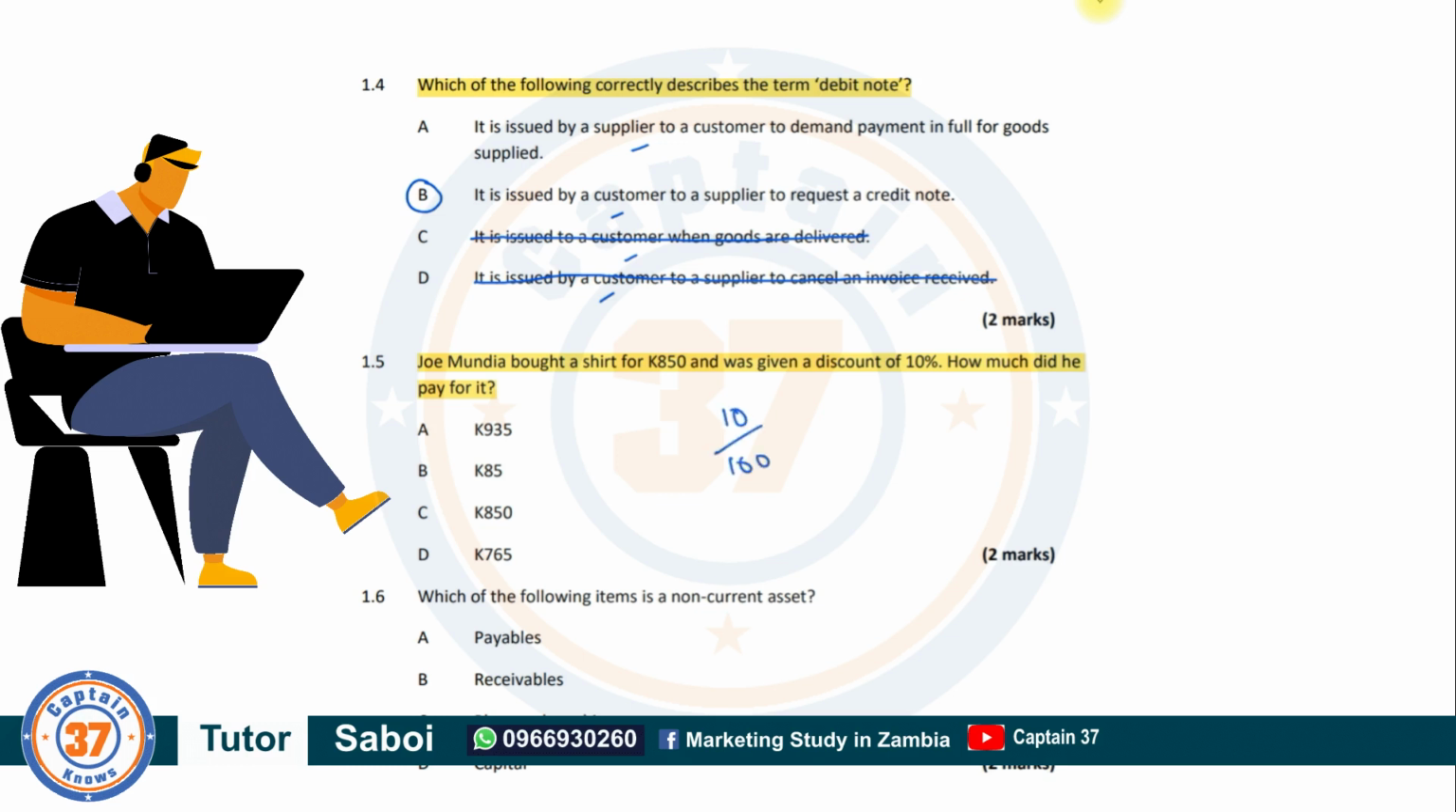10% is 10 over 100. You multiply this by 850. So how much did he pay? He paid 85 kwacha. And so the answer to this question is B.